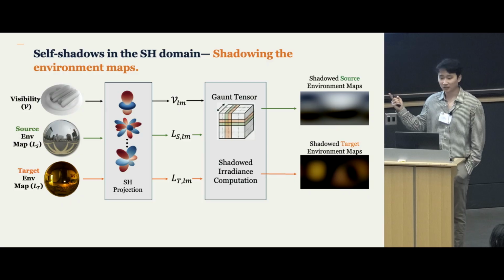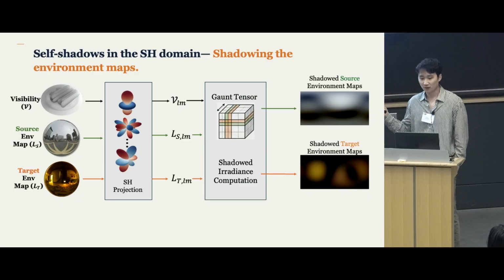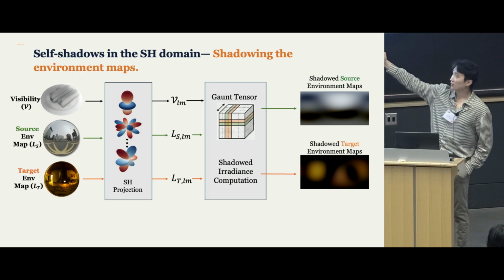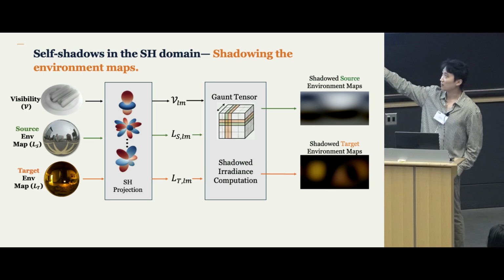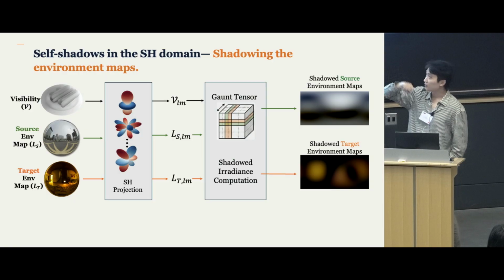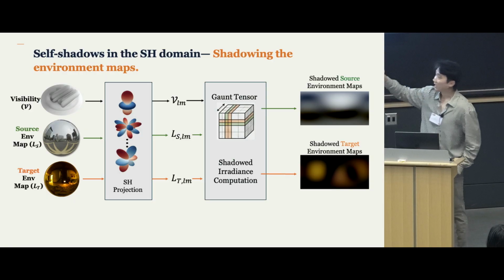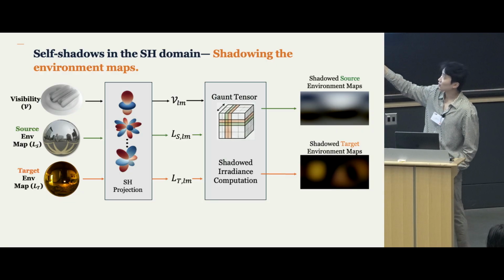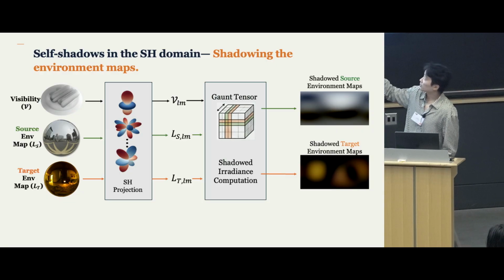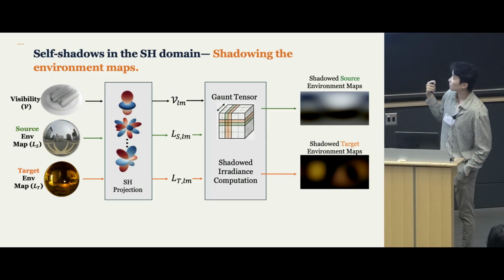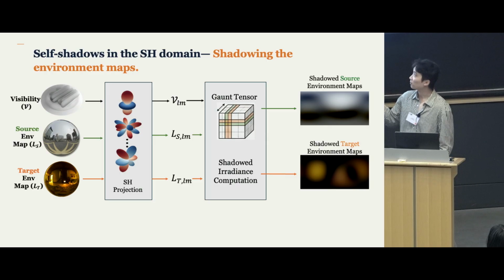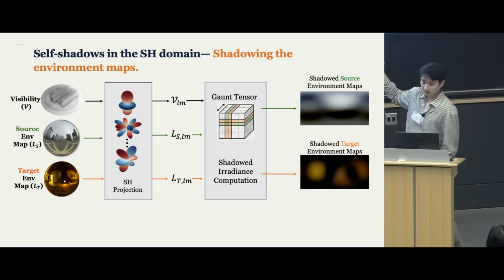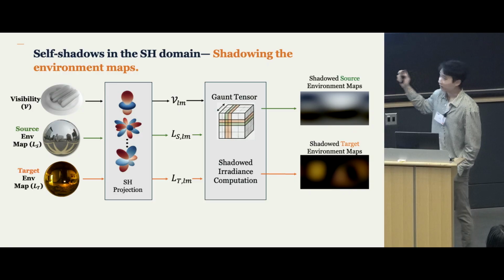So we handle self-shadowing completely within the SH domain by just shadowing the environment maps. Given the known source and target environment maps, we first compute the visibility per Gaussian, and then we project them in the SH domain to achieve these SH coefficients. Then we use something called a Gaunt tensor, which is just a mathematical tool that allows us to multiply these three SH coefficients in SH domain. The result of this is we get the shadowed source and target environment maps.